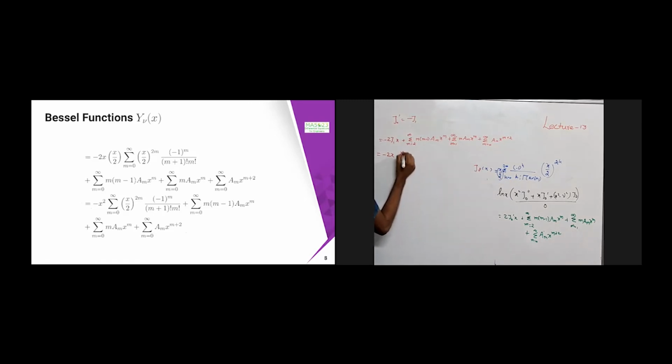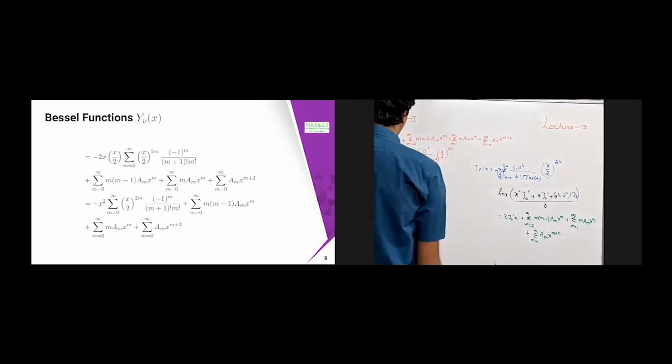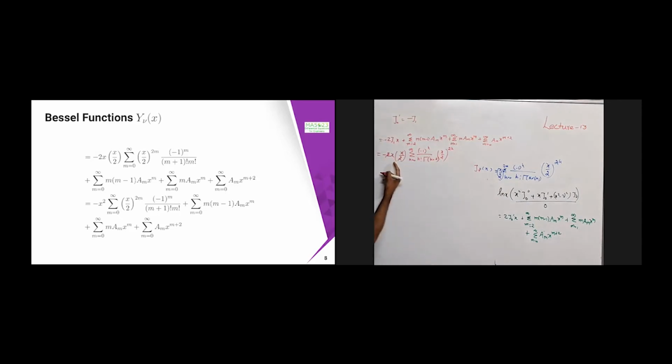So x by 2 power 1, I am just keeping as it is, summation k equal to 0 to infinity, minus 1 power k divided by k factorial gamma of nu, which is 1, so I write it as k plus 2, into x by 2 power 2k. So 2 gets cancelled. The remaining thing stays as it is, and this is going to become x square.